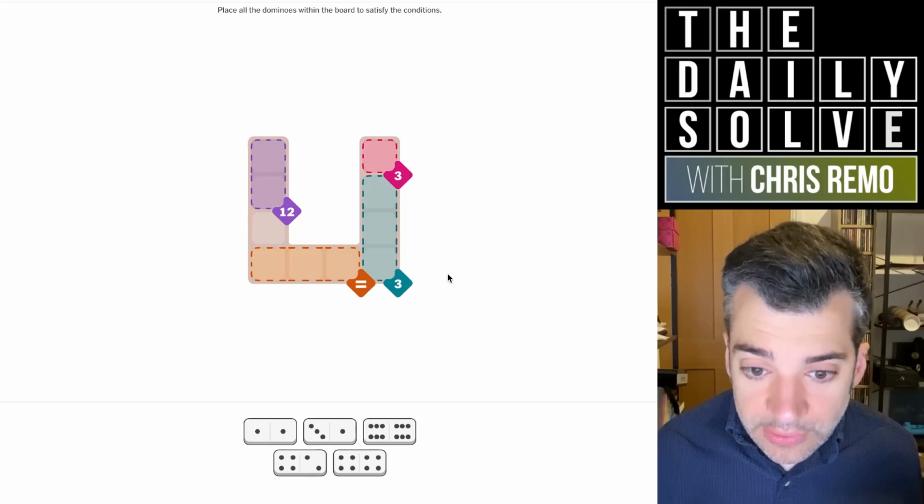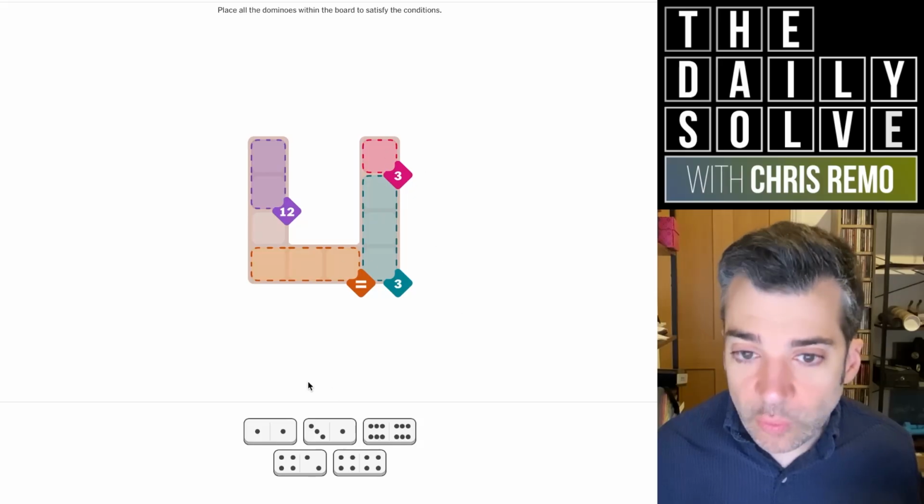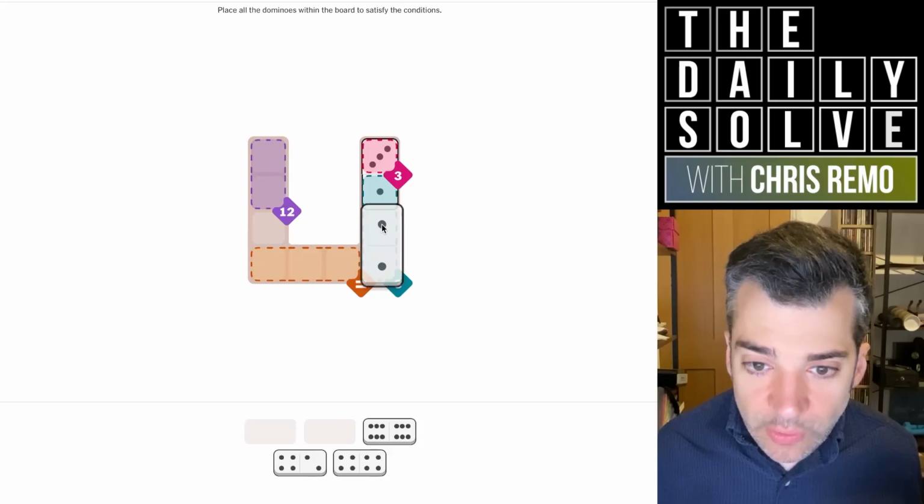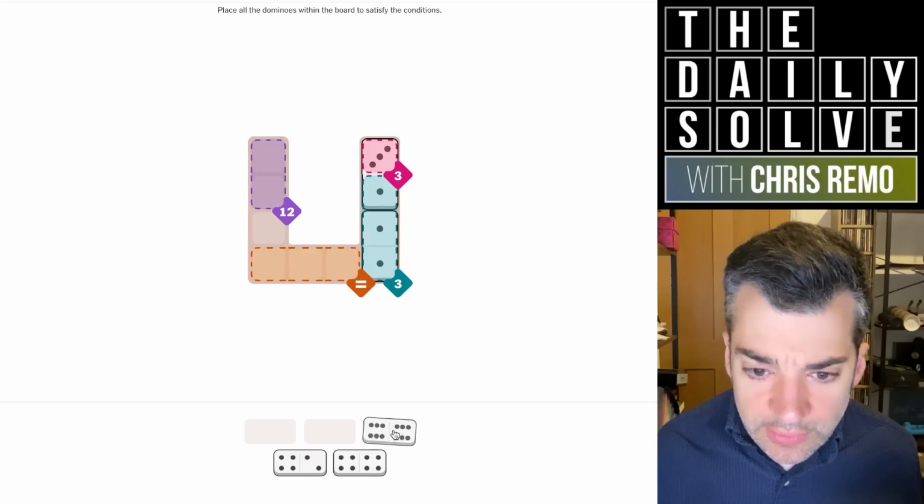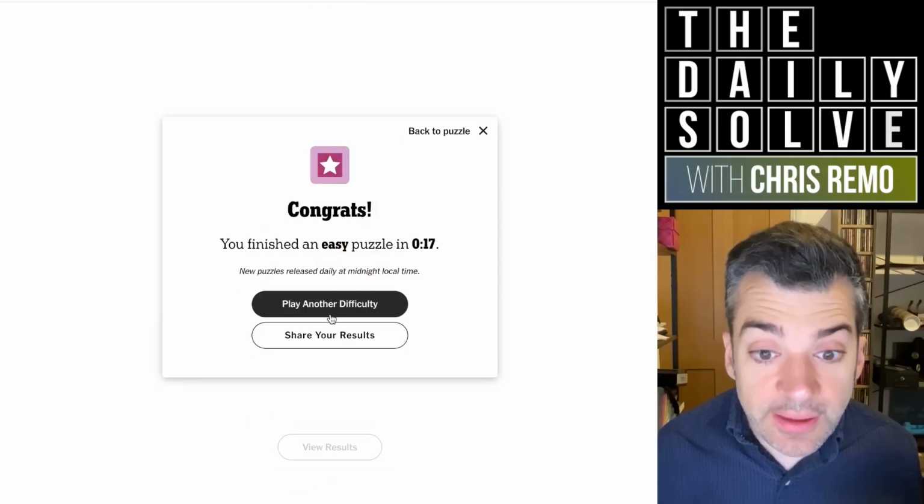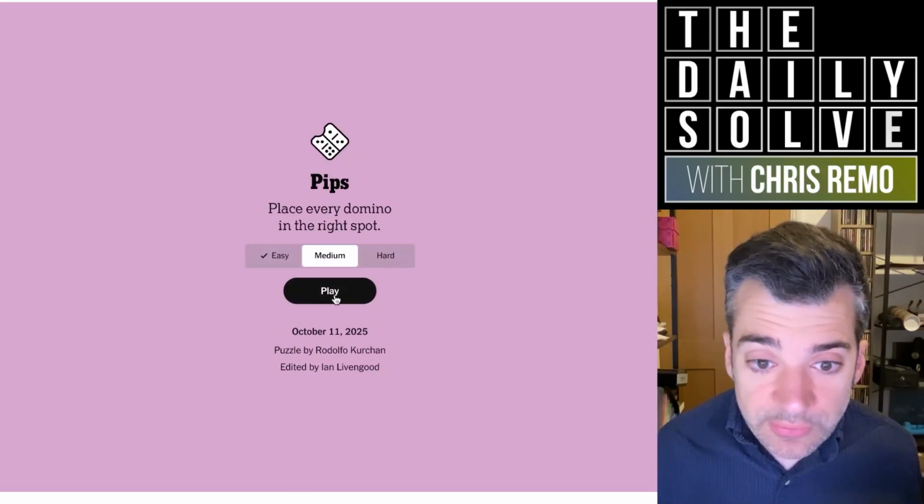What is going on here? We have a 3 that must have a 1 to point into this 3 region because we have no zeros. So then we'll have a double 1. And then we need double 6s for the 12, double 4s for the equivalence region, and then we'll finish that with a 4, and that's that. Okay, nice and simple, as is usually the case with the easy.